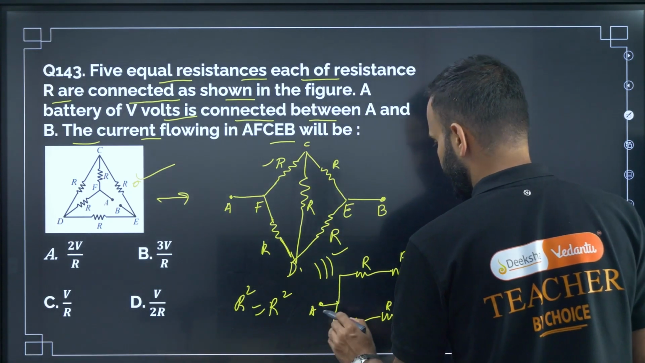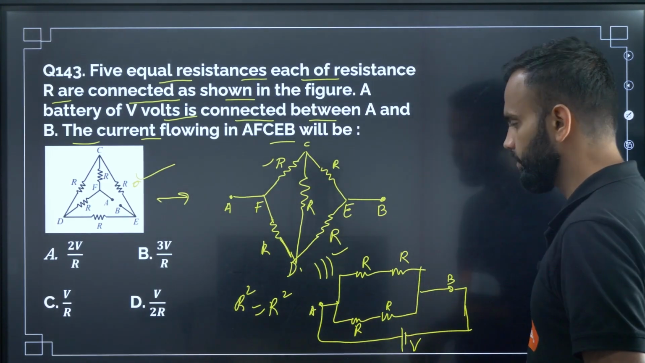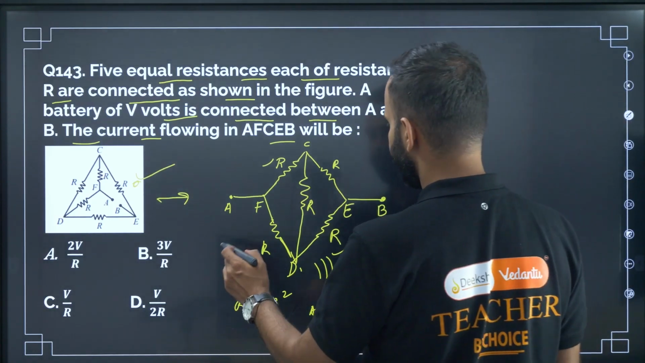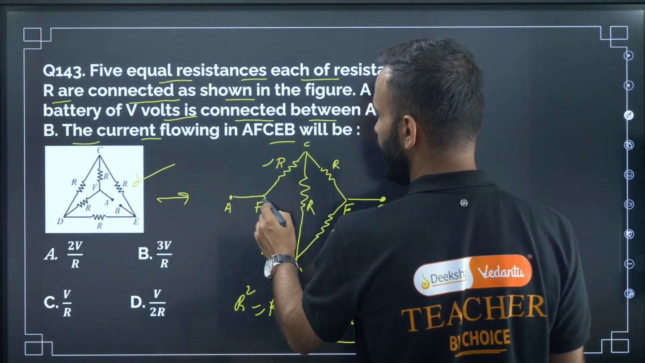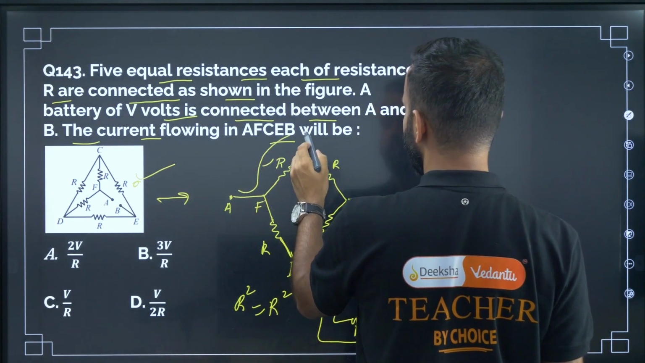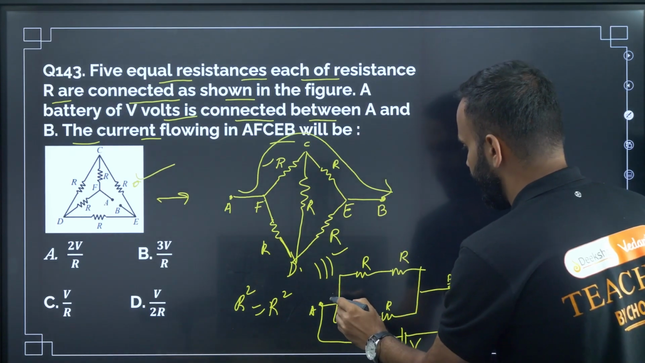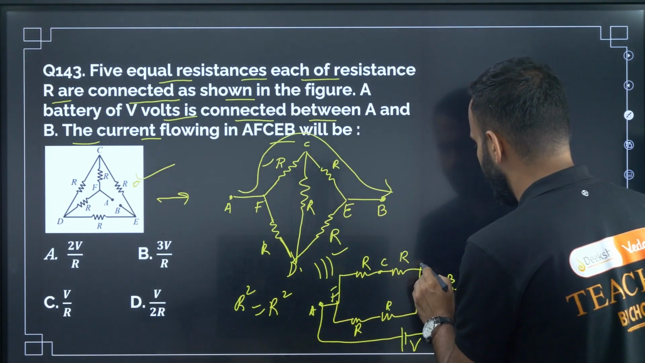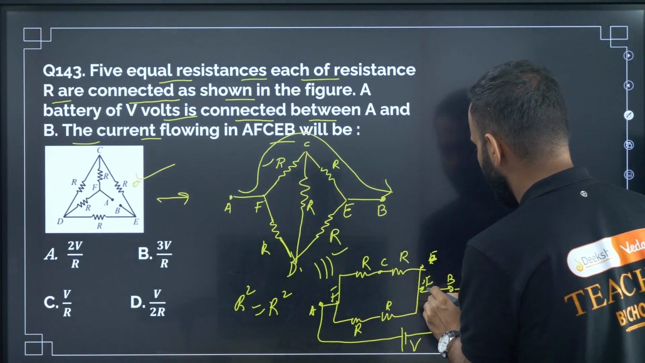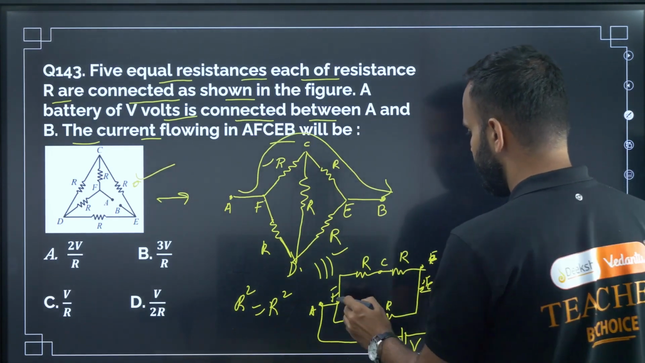Now A and B are connected to the battery of voltage V, okay? So we need to find the current flowing through AFCEB, current flowing through AFCEB. AF, okay, CE, this point is E, AFCEB, okay.